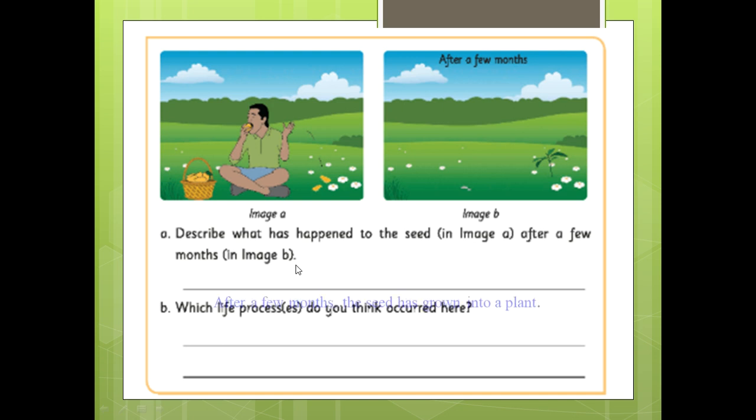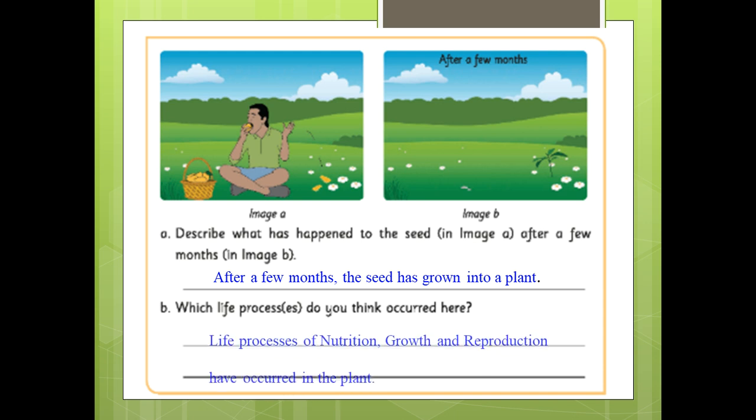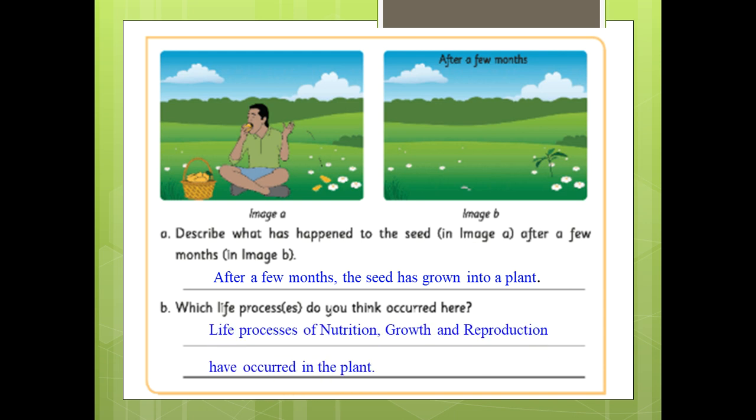What happens? So after a few months, the seed has grown into a plant. The man has thrown the seed here. After a few months, the seed has become a small plant. So which life process do you think occurred here? Exactly, your answer is correct. Life processes of nutrition, growth and reproduction have occurred here.